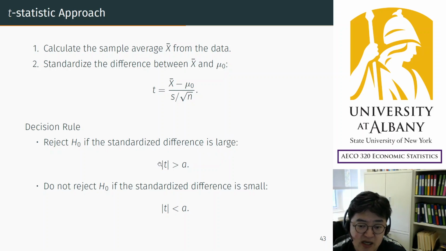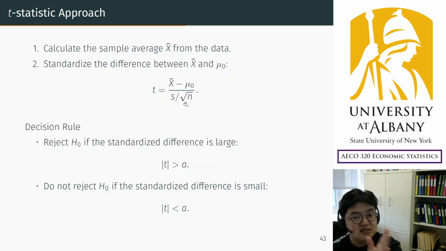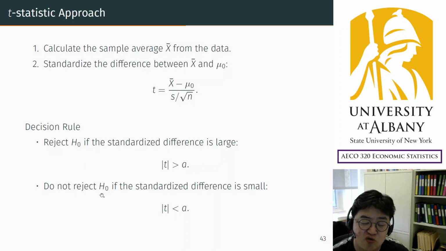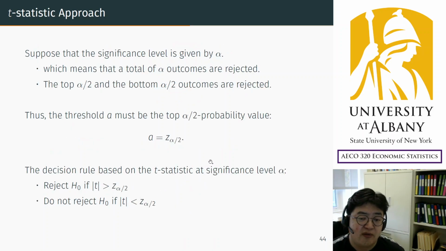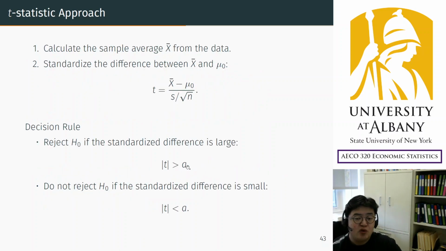By large, I mean the absolute value of t is greater than something. So plus or minus large, in both directions, right? If the absolute value of the difference is larger than a cutoff, then you are going to reject the null hypothesis. Similarly, if your difference is within plus minus the cutoff, then you are not rejecting your belief. So intuitive, okay? Then what we need to do here is choose this cutoff, a. How do we choose it?